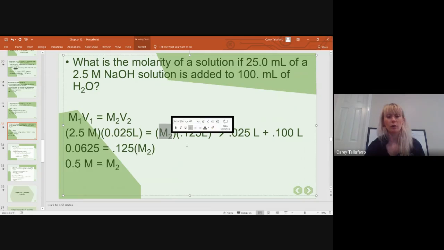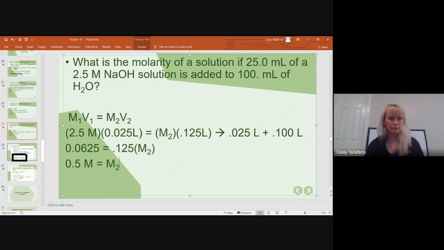That's what I'm looking for. And then I'm multiplying that by the total volume, which is that 25 milliliters that I added to the 100 milliliters of water. And then I just multiply 2.5 times 0.025 equals 0.125 times my new molarity, divide by 0.125 to get 0.5. Those are dilution problems, and those are some of the problems that you'll be doing for part of your lesson today.